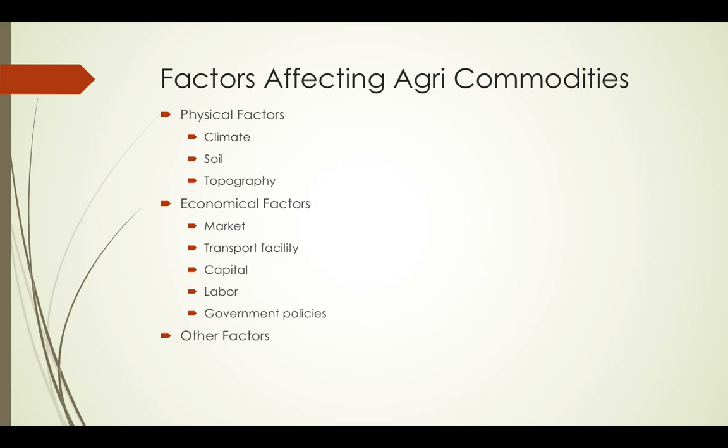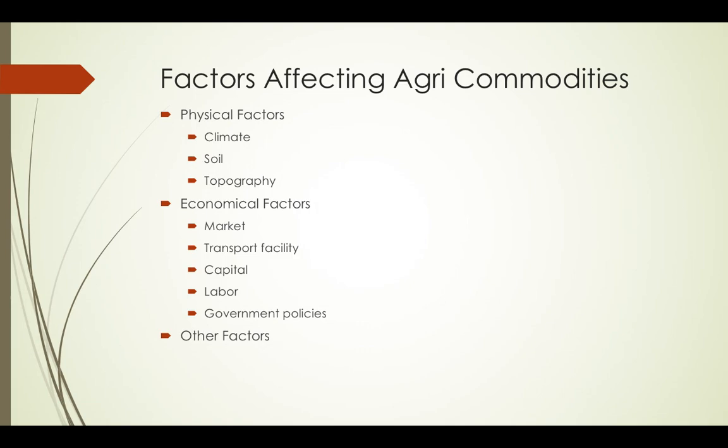Second point is soil. The richness of soil is another important physical factor which affects agriculture products. Third is topography. The nature of topography plays a significant role in the development of agriculture, as topography determines the extent of soil erosion, methods of cultivation, and mode of transportation.